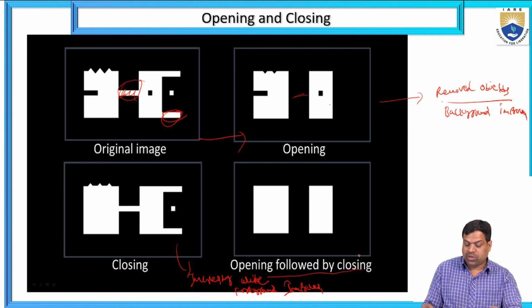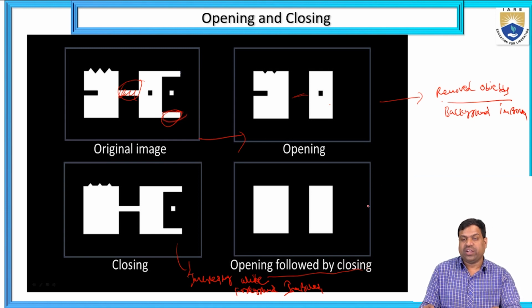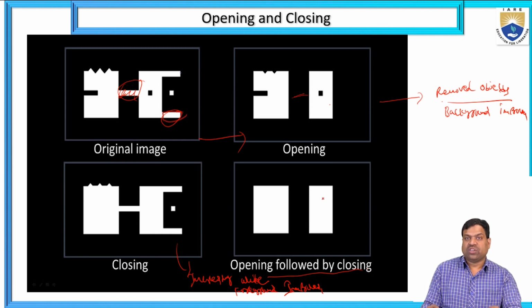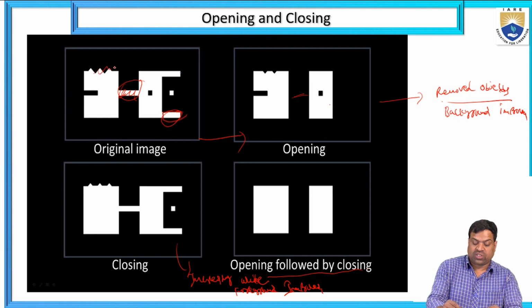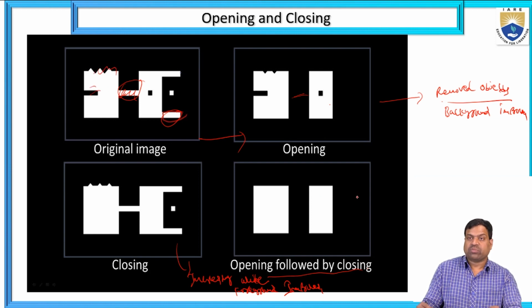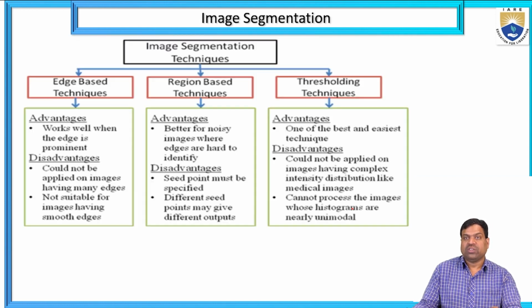So opening followed by closing means the opening and closing techniques are both applied here. Here there are some shapes like this, but here there is no shape, only the rectangular diagrams are showing. It is a combination of opening and closing. So the original image, opening and closing, and opening and closing.